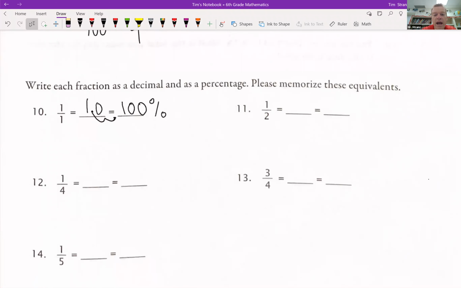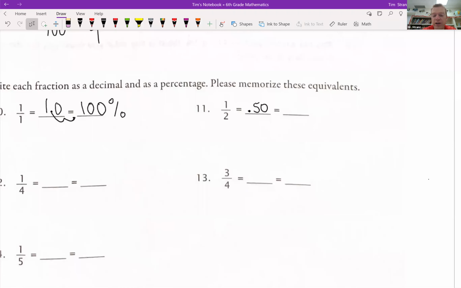Number 11 would be 1/2. To make this into a decimal, we should memorize that 1/2 is 0.50. But let's say we did not know that it was 0.50. The way we would figure that out, remember in my previous video I mentioned that this fraction bar is really just a division bar. So if we do 1 divided by 2, this would be my decimal right here. We can see 2 goes into 1 0 times, but it goes into 10 5 times. So here's where I get my decimal. To make that a percent, I'm going to move it over to the right 2 places, so that becomes 50%.